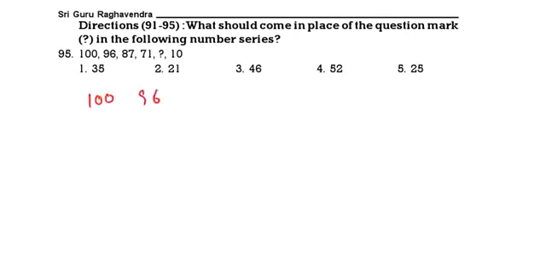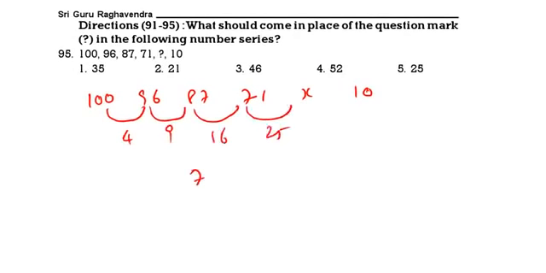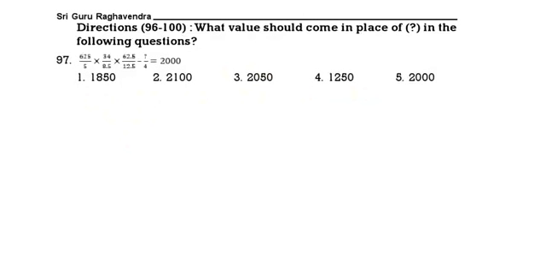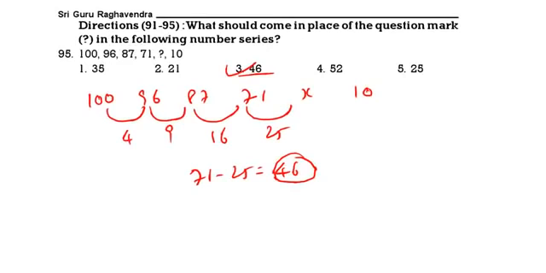100, 96, 87, 71, question mark, 10. 4, 9, 16, 25. 71 minus 25, 46. 3 is the correct answer. Then see 96.